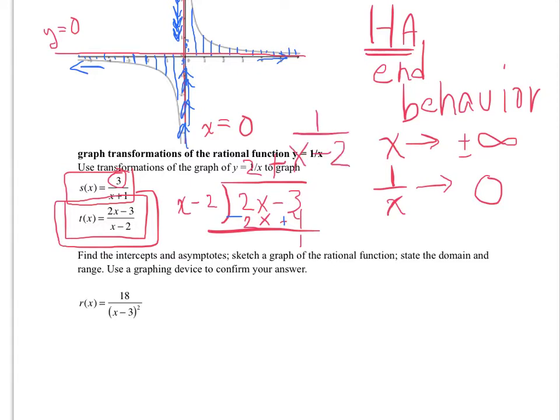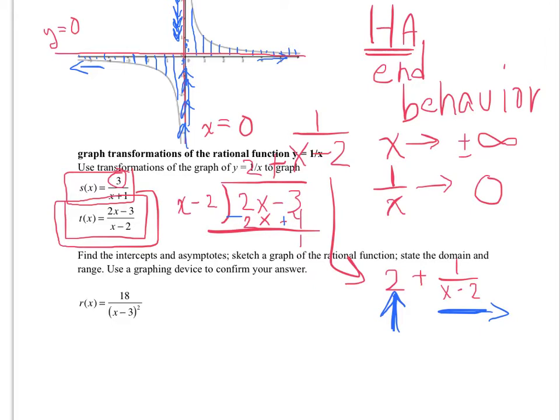I know that's hard to see because it's written over the letters there. So it's 2 plus 1 over x minus 2. So what we have here is a shift to the right of 2 units, followed by a vertical shift up 2 units. So the graph of 1 over x would be shifted to the right 2 units and then up 2 units.